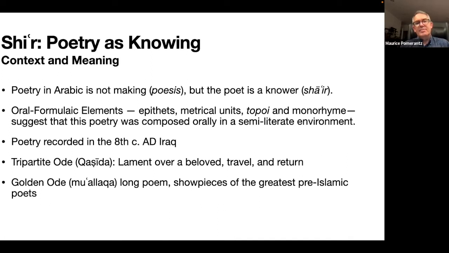Poetry in Arabic is not making, like it is in the Greek tradition and throughout the West. That's poiesis. Rather, in Arabic the poet is a knower, and we might ask what a poet actually knows. Well, one thing that scholars know about Arabic poetry is that it was composed orally, that is, poets came up with their poetry on the spur of the moment, often. And they were moved to do that to commemorate important events, often battles or important events in the life of the tribe. Poetry was about memory in a semi-literate environment.